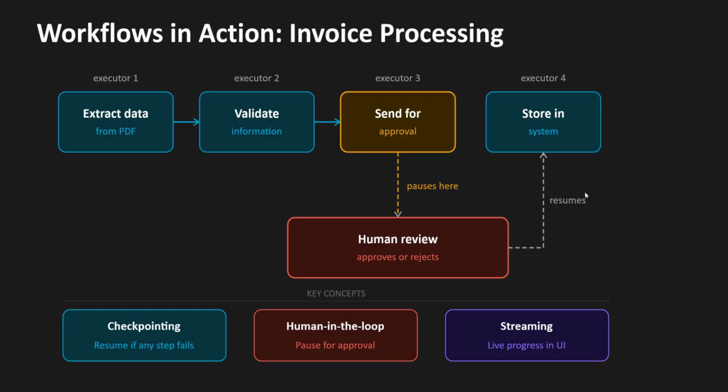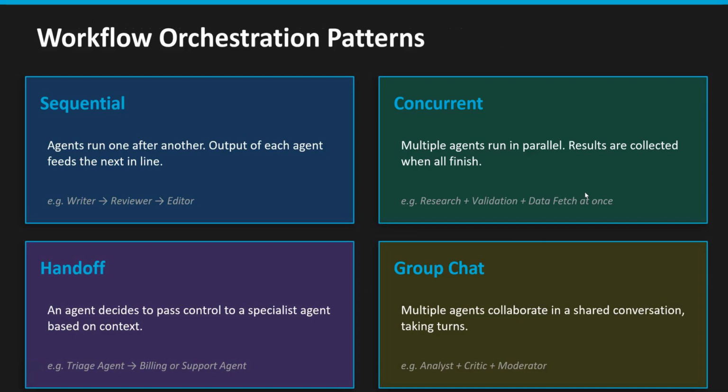And that's it. That's the end-to-end sequence. The 4 executors, the edges connecting them, the human in the loop in the middle, the checkpointing underneath, and that's a Microsoft Agent Framework workflow. It's just a graph of steps with the framework handling all the hard production stuff for you. The Agent Framework comes with 4 built-in orchestration patterns, and each one maps to a real-world scenario.